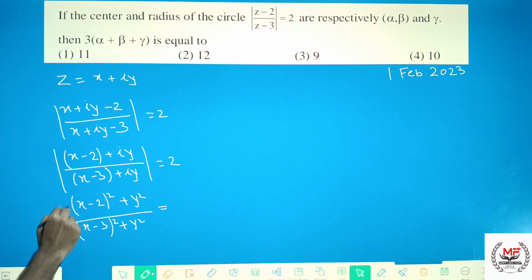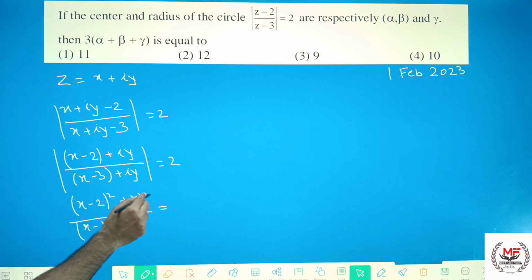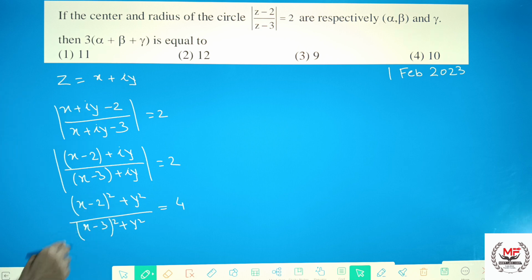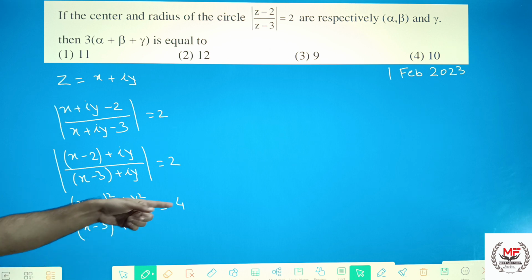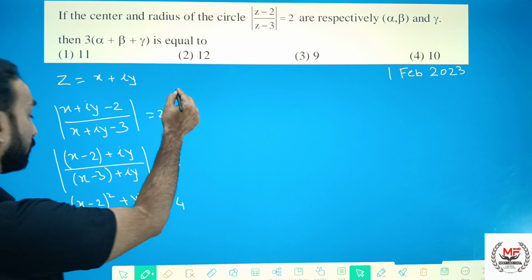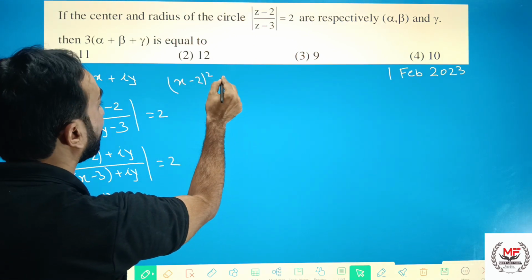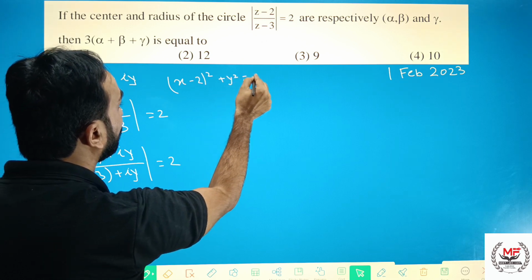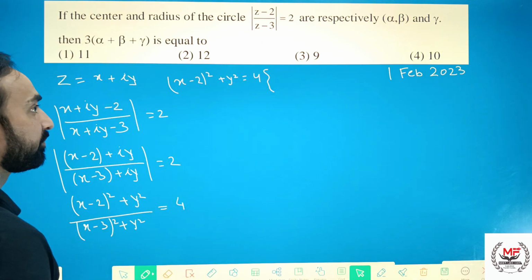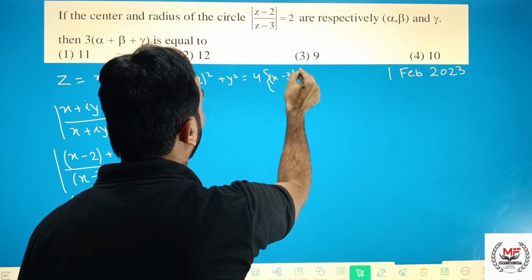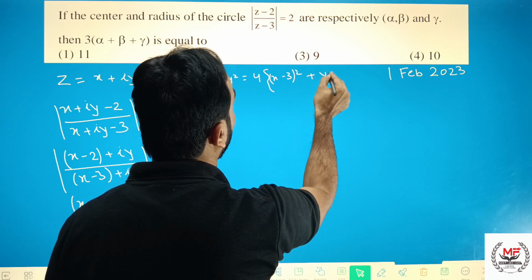So instead of writing the under root, we will square both sides, and when we square both sides, this 2 will become 4 and the square root and square will vanish, right? So the next step is we will multiply the denominator to the right hand side. So when we multiply the denominator side, let's see what will happen. (x − 2)² + y² is equal to 4 multiplied by ((x − 3)² + y²), right?